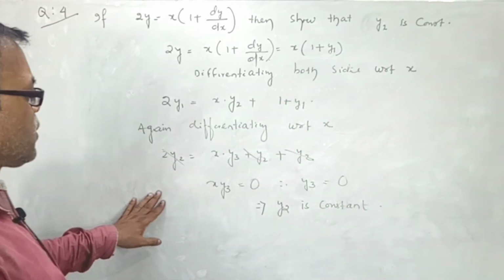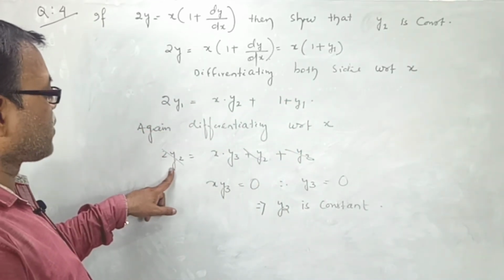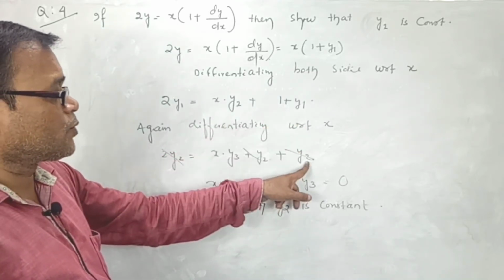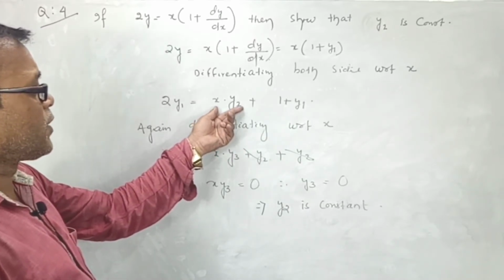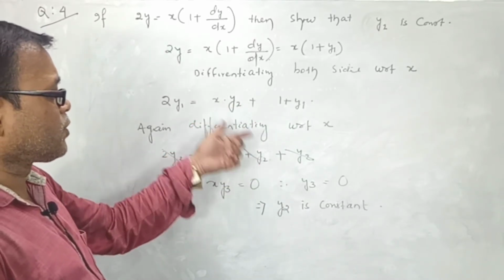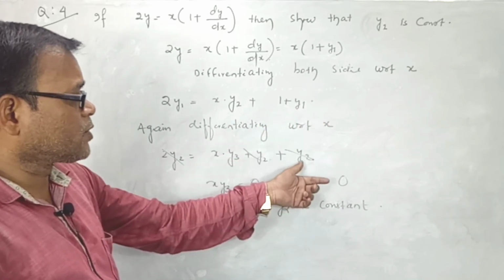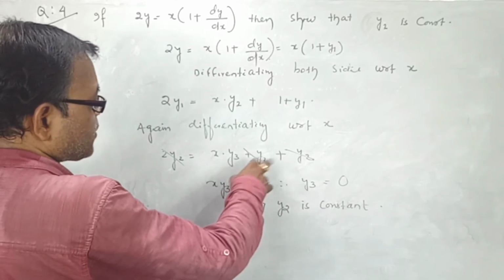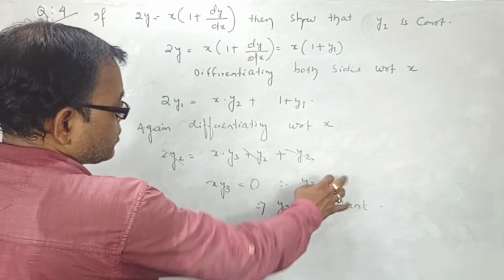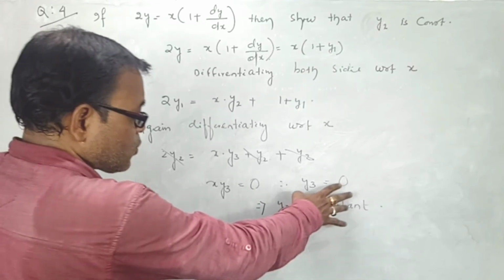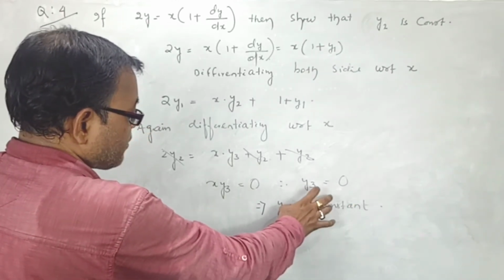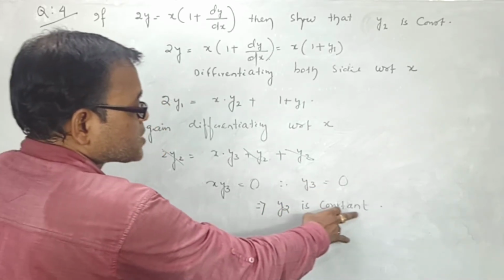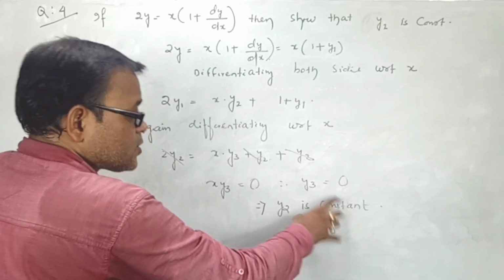Now again differentiate with respect to x. So y1 will be differentiated, so you get y2. y2 will be differentiated, so that is y3. y1 is differentiated as y2. So this is the product rule: x into y3 plus y2 into derivative of x. 1 plus y1, its derivative is y2, and 1 has no derivative, 0. So xy3 becomes 0 after cancelling 2y2 from both sides, so y3 is 0. If a function's derivative is 0, no doubt the function is constant. Because y2 is constant, its derivative is 0.